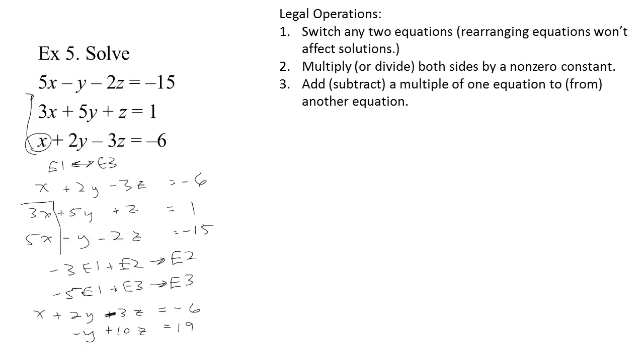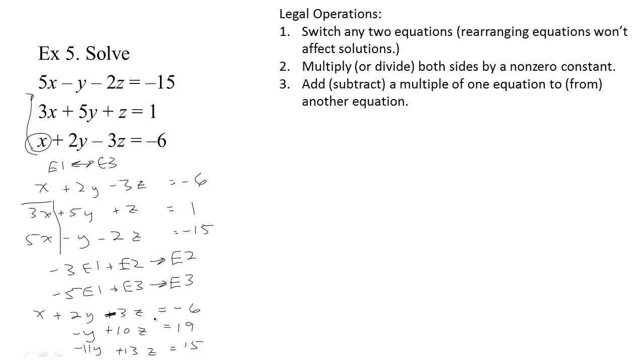At the same time, I was going to take negative 5 times equation 1 and add it to equation 3 to get a new equation 3. So negative 5x plus 5x is nothing. Negative 5 times 2y is negative 10y. Add that to negative y and you have negative 11y. Negative 5 times negative 3z would be plus 15z, and 15z minus 2z would be plus 13z. And this last one, I need to do negative 5 times negative 6, which is positive 30, and add that to this negative 15, which just leaves me 15.